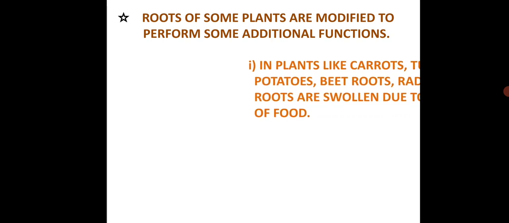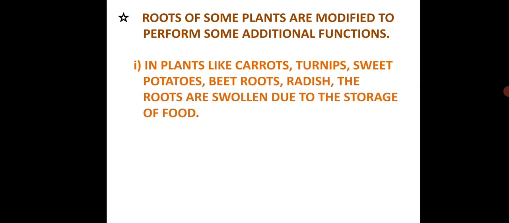Number 1 is storage of food. In plants like carrot, turnip, radish, sweet potato and beetroot, the roots are swollen due to storage of food. These are called storage roots.